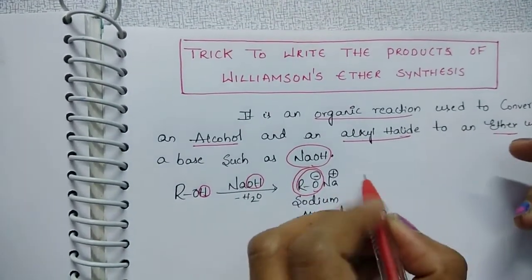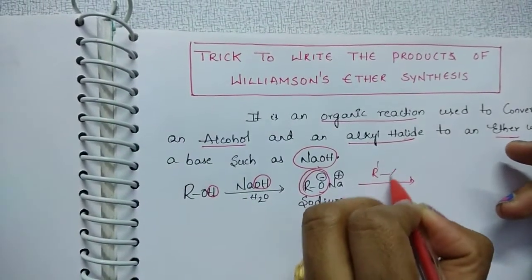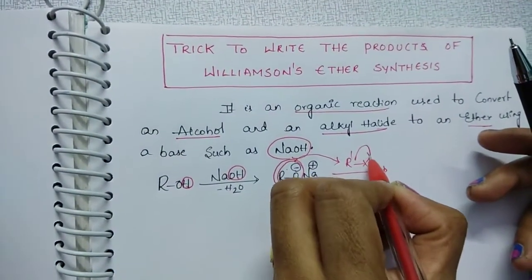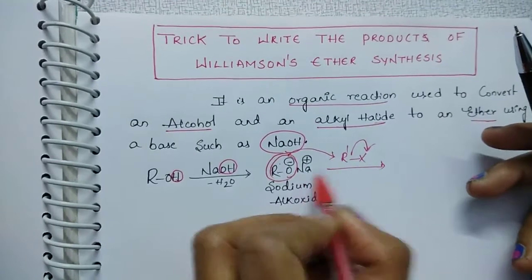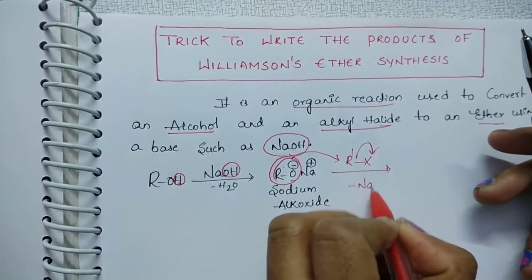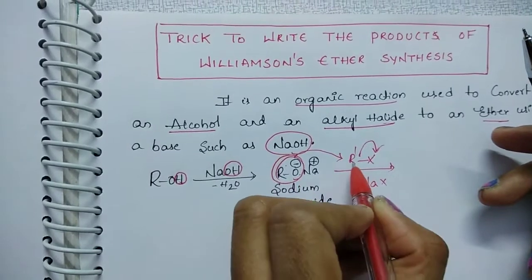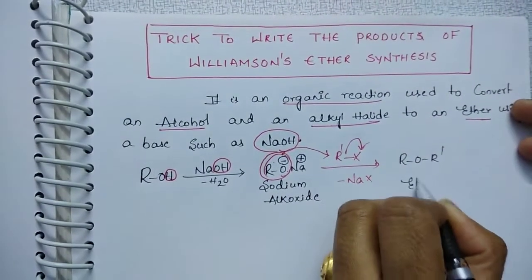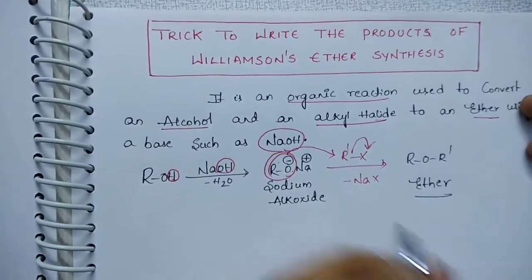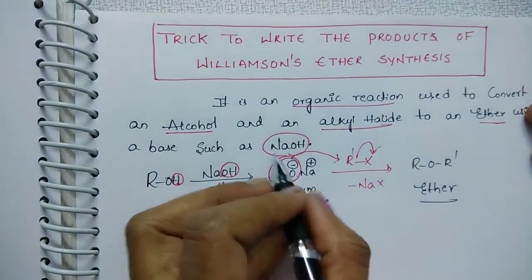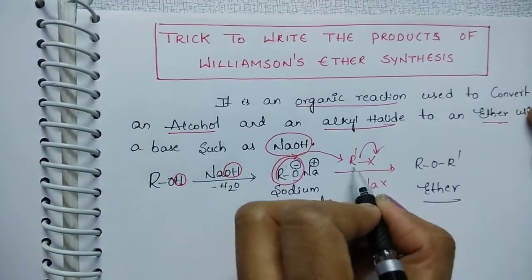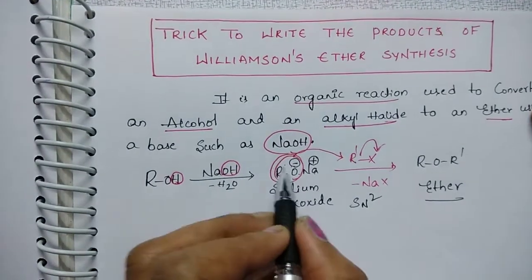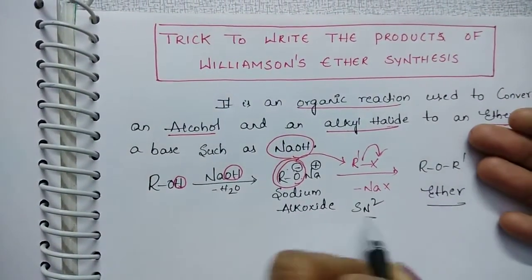When you treat this alkoxide with alkyl halide, the alkoxide attacks this alkyl group and the halogen goes as a leaving group. Then Na and X minus both go as NaX and we get ROR dash. What is the product? We get the ethers. Here the strong nucleophile attacks this carbon, the alkyl group, and it proceeds through the SN2 mechanism, because we know that a strong nucleophile always favors the SN2 mechanism.